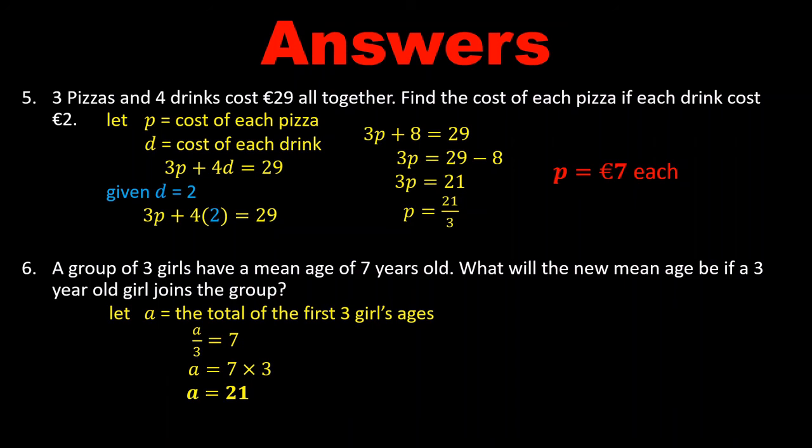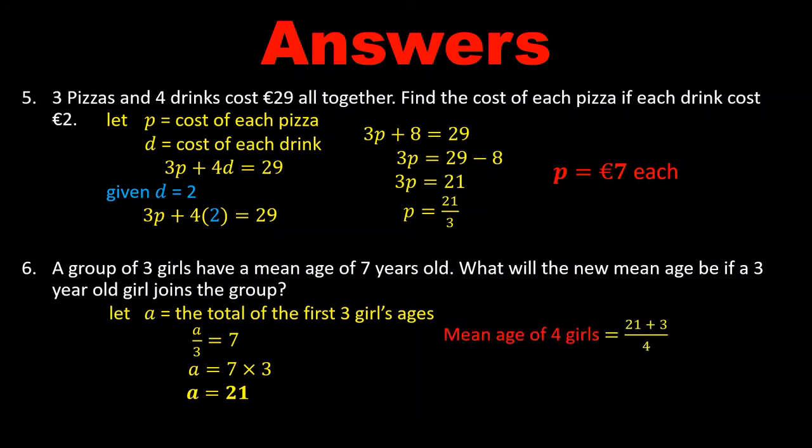Now, how does that help me? It might help to reread the question. What will the new mean age be if a 3-year-old girl joins the group? So I know I already have a group of 3 girls where their total age is 21. If I add a 4th girl to the group, what will their total age be? And what will the new mean be?